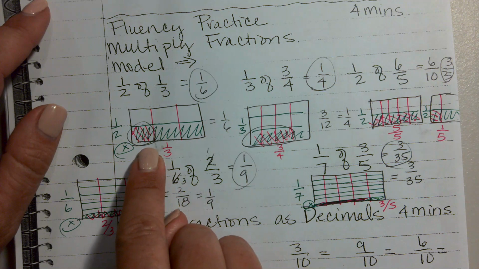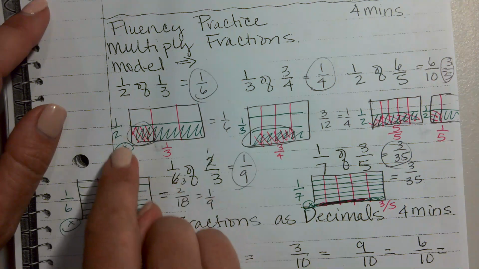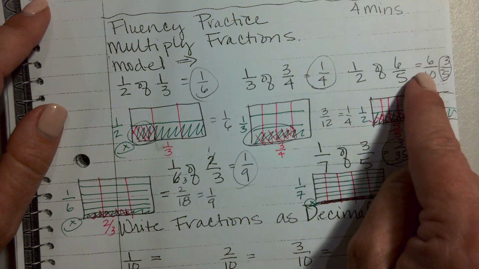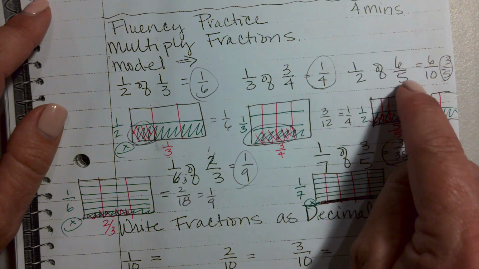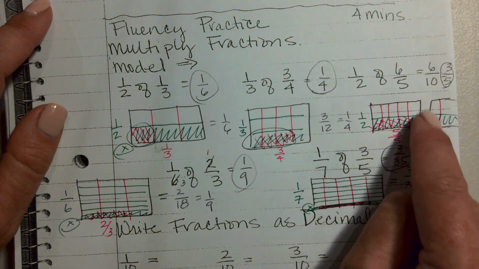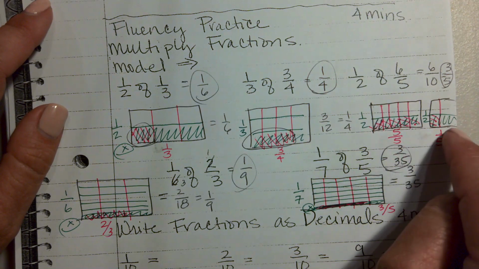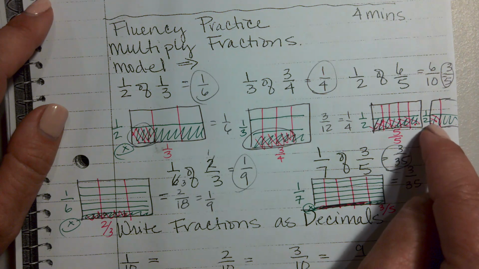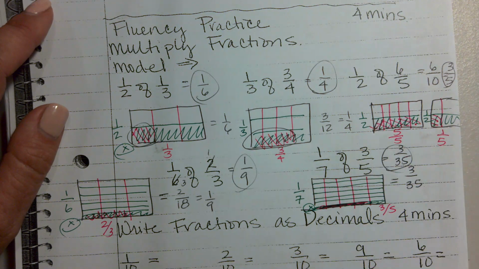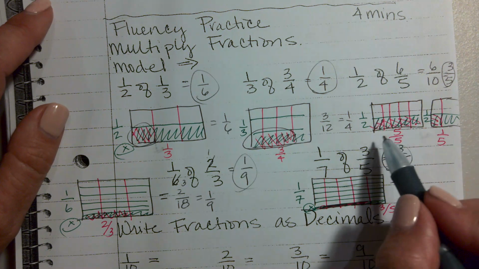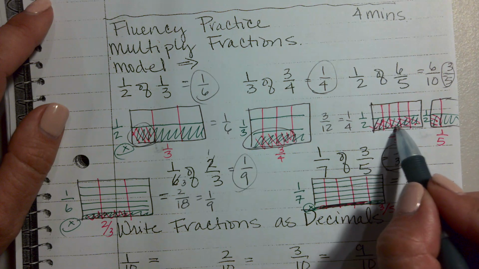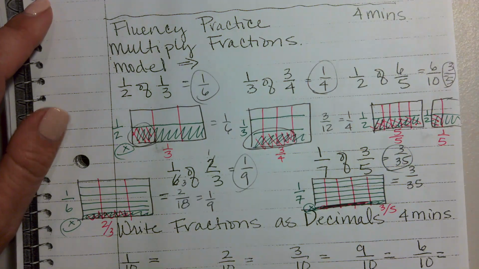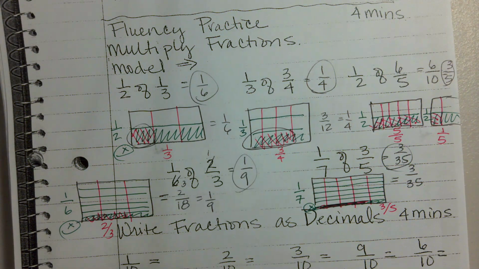Now, here is our rectangular fraction model. This one is a little different because this was 6/5. So it's 1 whole plus 1 more, and I kind of ran out of room, so I just showed 1/5 here. So if you count it up, it's 1, 2, 3, 4, 5, 6 tenths, which reduces down or simplifies to 3/5.